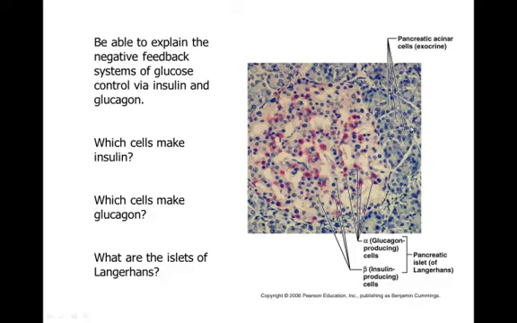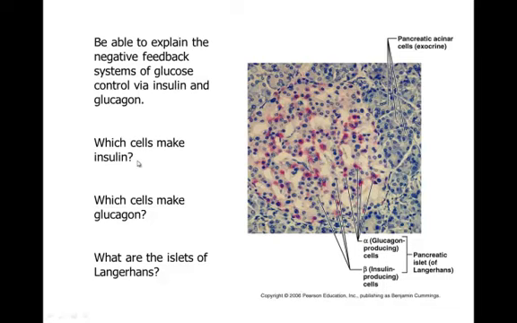The acinar cells of the pancreas are cells that secrete digestive enzymes, and most of the pancreas is made of acinar cells, or is exocrine tissue. So here's an islet of Langerhans. We have millions of islets of Langerhans in your pancreas.